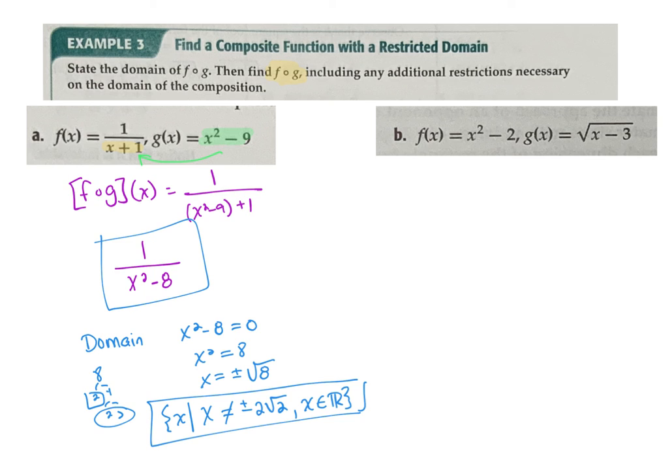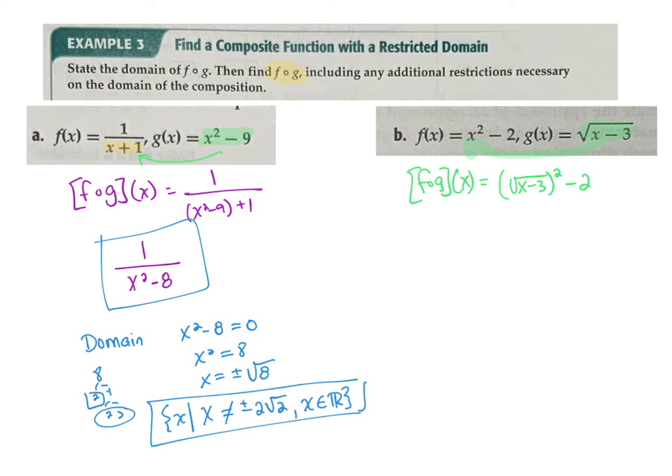All right, so let's look at this guy. The composite of this, they want G into F. So that's what we're going to do. We're going to take my F of G, which means we're going to write x squared, but instead of x squared, we're going to say square root of x minus 3 squared minus 2.